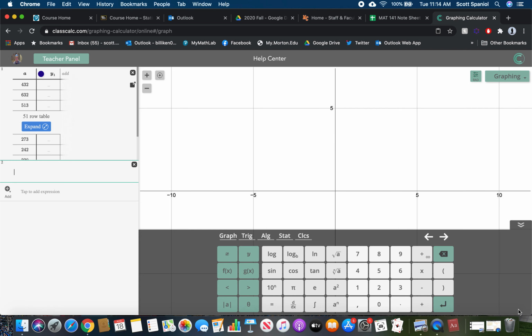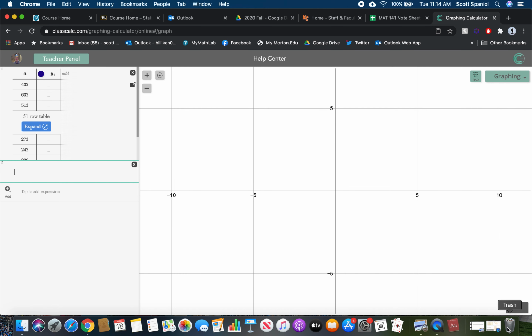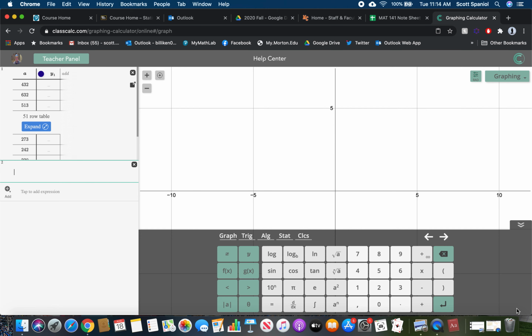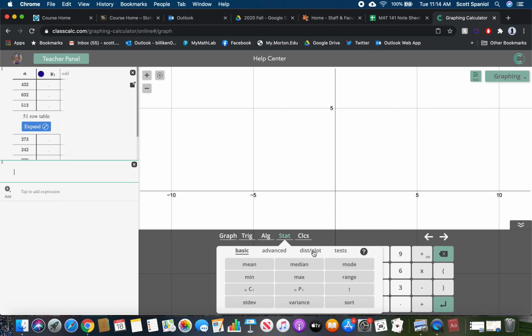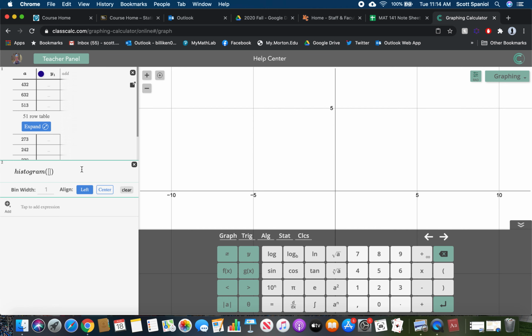So now what we're going to do is, if you ever don't have your keyboard down here at the bottom, just click these up arrows, and here's my calculator keypad. I'm going to go to Stat. I'm going to go to Distribution or Plot, because I'm doing a plot. I'm doing a histogram, and then I'm going to choose histogram. And before I do that, I want to make sure that I'm in number 2, so that I'm not in this one where my table is. So I'm in number 2, and I'm just going to choose histogram.